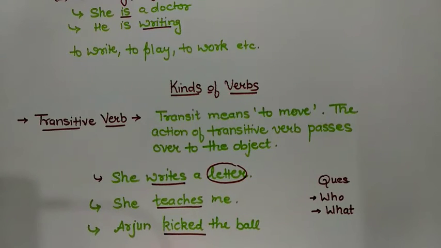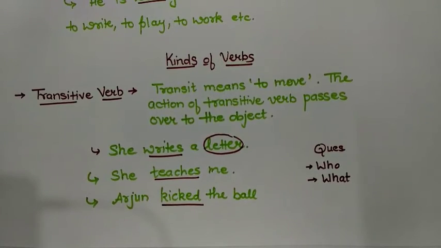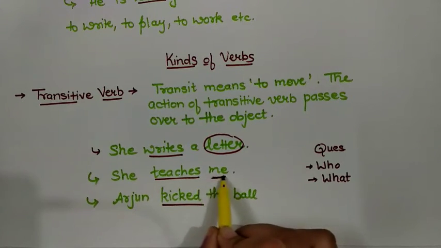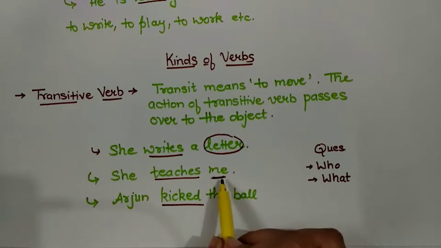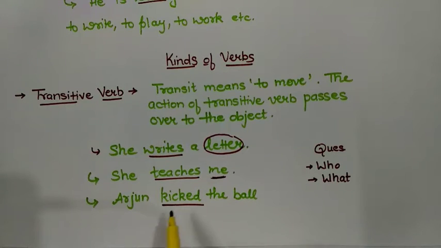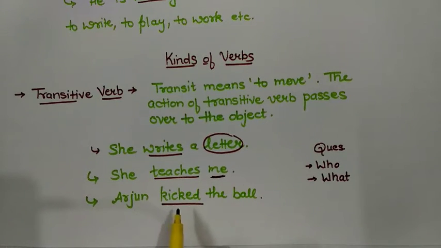We can ask a question: she writes what? So the answer is a letter. Check out the next example. She teaches me. Can you see the action passing on to the object me? See one more example. Arjun kicked the ball. The verb kicked is transitive because the action passes over to the object ball. In transitive verbs, we can ask questions like who, what, etc. Like, Arjun kicked what? The ball. So such verbs are called transitive verbs.